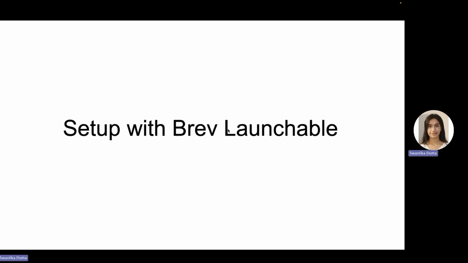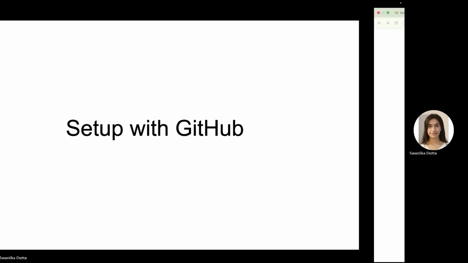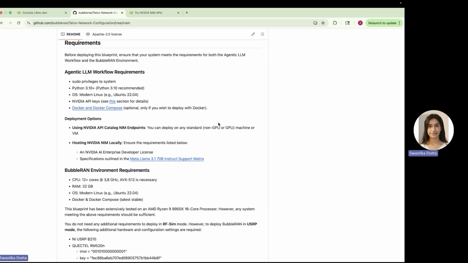Now, before going through the walkthrough of how to use this blueprint, I will go through the alternate method of setting up this blueprint by cloning from GitHub. Before proceeding with this method, please make sure to check out the requirements section in GitHub. To set up this blueprint, you must meet the requirements for both the LLM agentic workflow as well as the BubbleRAN network. If you do not have GPUs, you can use the NVIDIA API endpoints. However, if you do have GPU and meet the requirements for hosting Llama 3.1 70B NIM, we strongly recommend using the locally hosted NIMs for better performance.